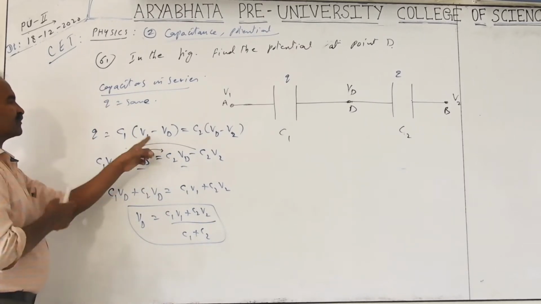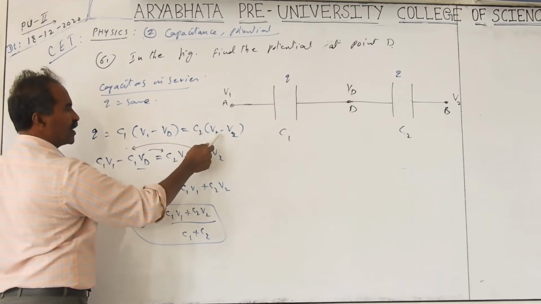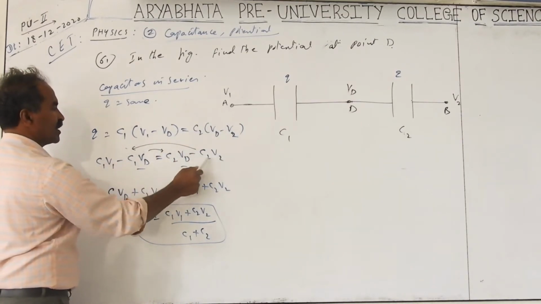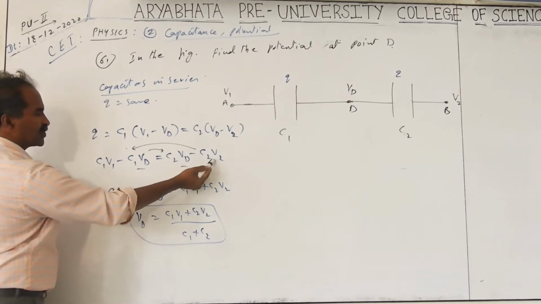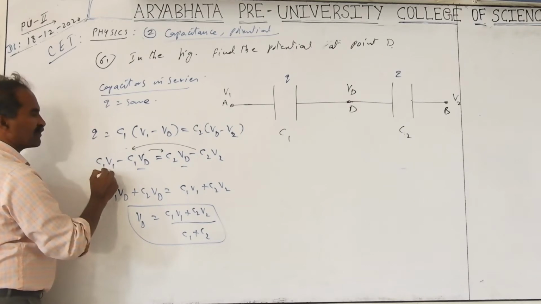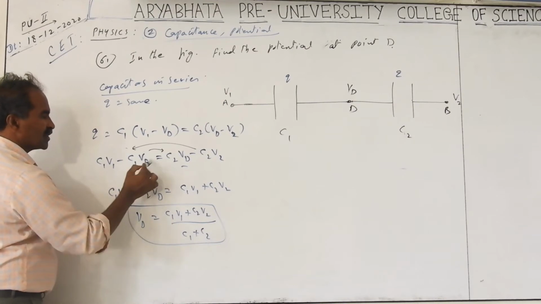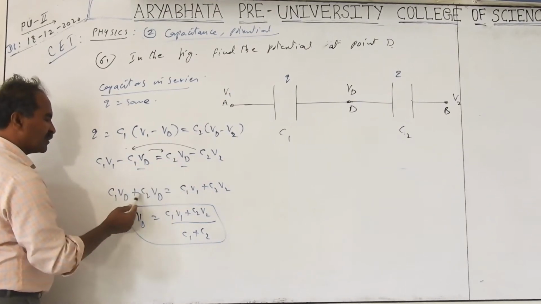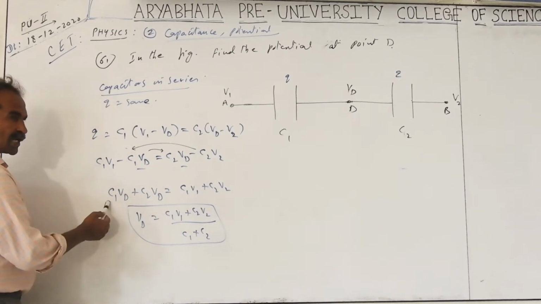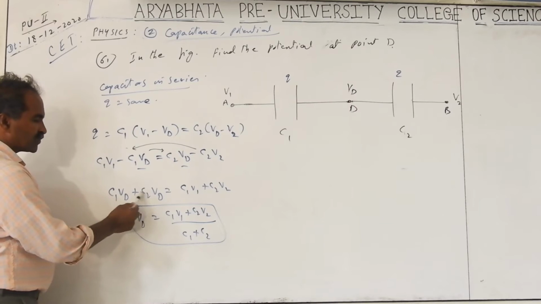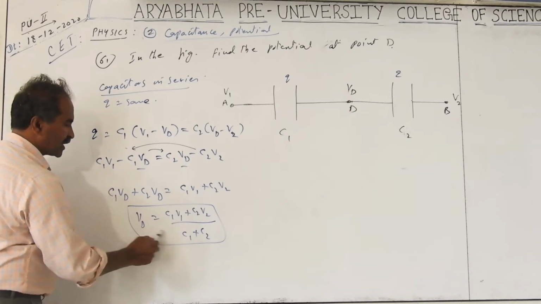Expand these brackets and solve for VD. C1 V1 minus C1 VD is equal to C2 VD minus C2 V2. Now take the negative term to the left side to make it positive. C2 V2 goes to the left side and becomes plus, so C1 V1 plus C2 V2 on the left side. C1 VD goes to the right side and becomes positive, so C1 VD plus C2 VD. Take VD out common, and C1 plus C2 goes to the denominator. So VD becomes equal to (C1 V1 plus C2 V2) by (C1 plus C2).